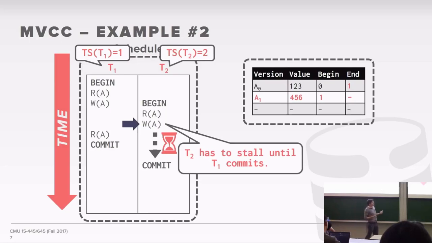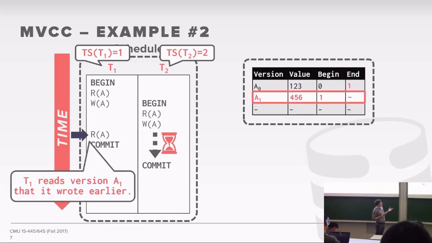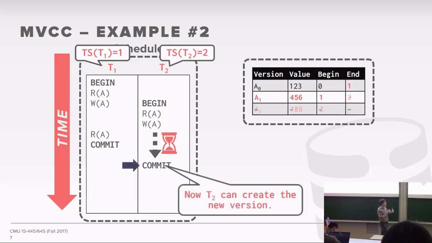So now T2 is going to stall, and then T1 will now do a read, and it can read the same version that it wrote earlier. Right? And then it goes ahead and commits. And then now at this point, T2 can create a new version, and it'll be allowed to commit, right?